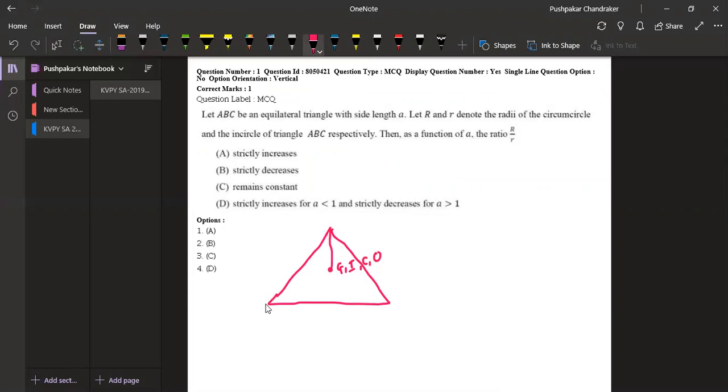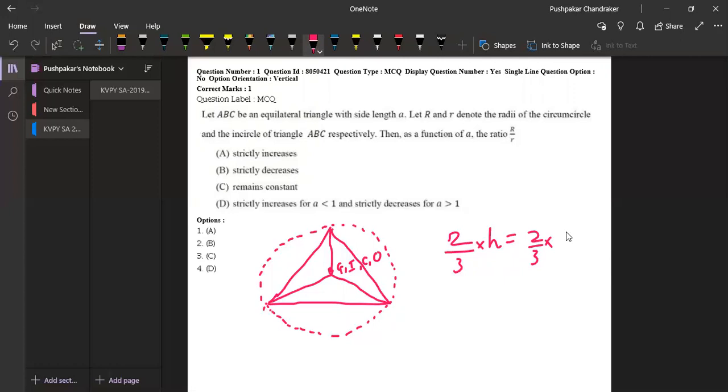So circumcircle, matlab the circle that passes through all the 3 vertices of the triangle. The circle is something like this. So definitely the radius is this much. The distance of G from the vertex is definitely 2/3 of the median. Median or altitude I can say H, because altitude length and median length are the same. And that's nothing but 2/3 into H. If you want to find it, you can write √3/2 a. That's the value of the height of an equilateral triangle.